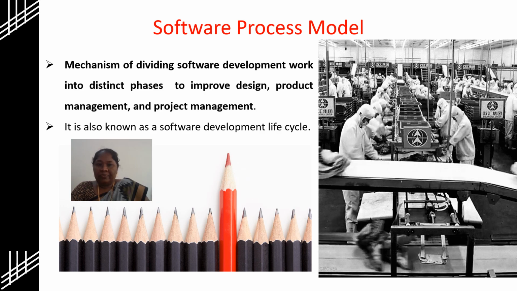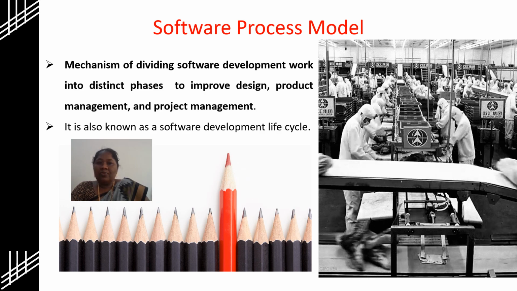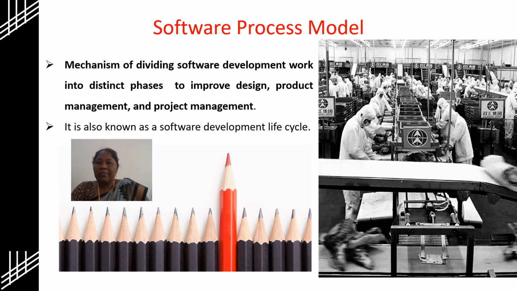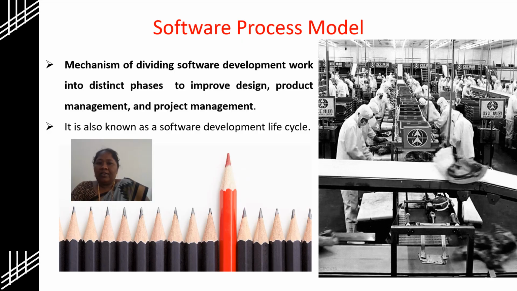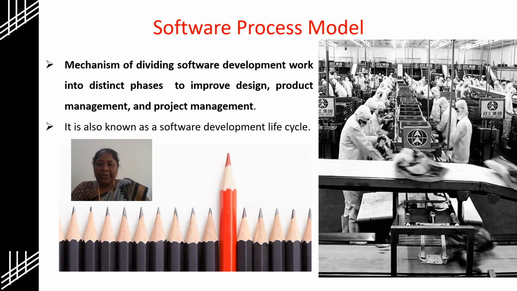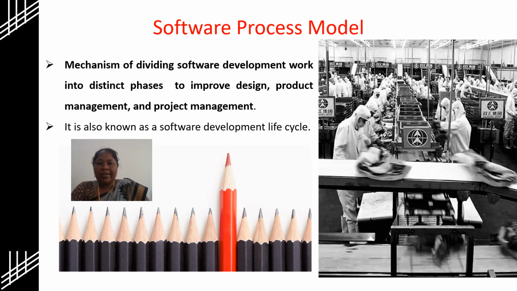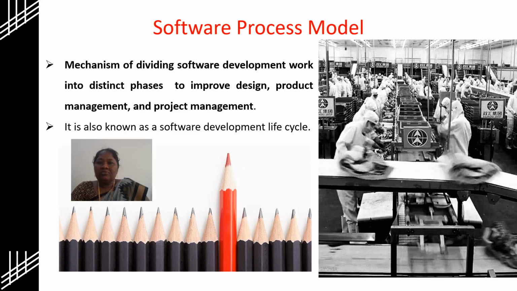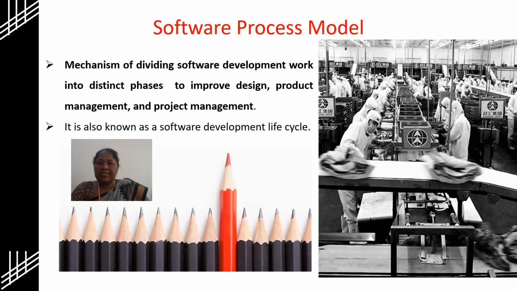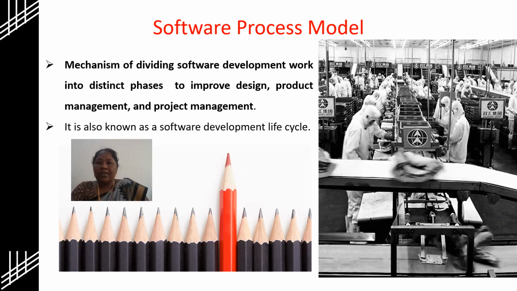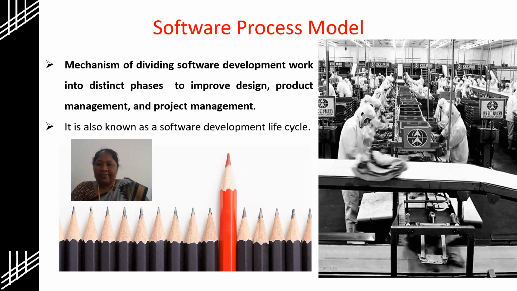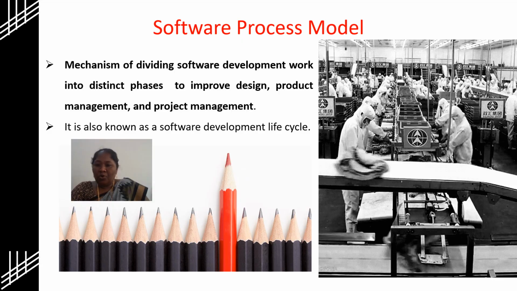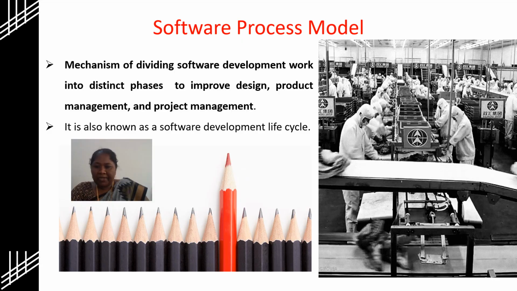Similarly, in the software process, software will go through different mechanisms of development, and finally it becomes a fine-tuned activity that is ready for deployment. It is the mechanism of dividing software development work into distinct phases to improve the design, product development and project management. This is called the software development life cycle. Later we are going to learn more about the software development life cycle.